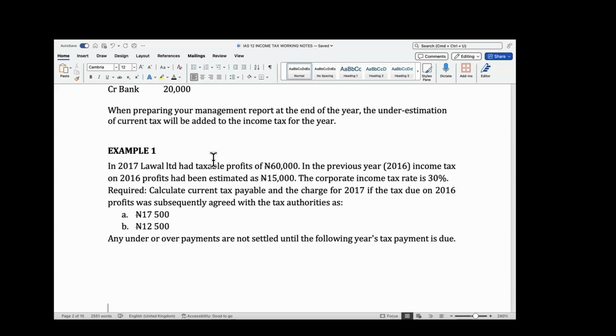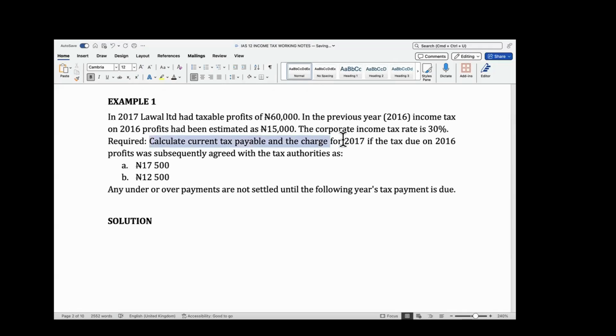Thank you very much. So this question required us to calculate the current tax payable and the charge for 2017 if the tax due on 2016 profits was subsequently agreed as this. Any under or overpayment are not settled until the following year. Okay, that's how it works. So if you look at this question, similar to what I was trying to explain to you, for this company now, the question wants us to calculate the current tax payable and charge for 2017. Its focus is actually 2017.